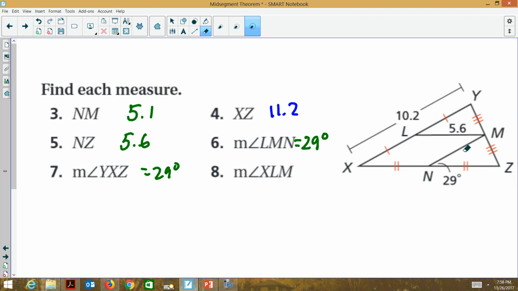And then the last one, XLM, which is this angle. So if we know that the measure of LMN and YXZ is 29 degrees, then the measure of this angle XLM is going to be supplementary to these two angles because of the same side interior angles theorem. Since they're supplementary, the measure of this angle is equal to 151 degrees. Okay? For supplementary means that they have to add up to 180 degrees.